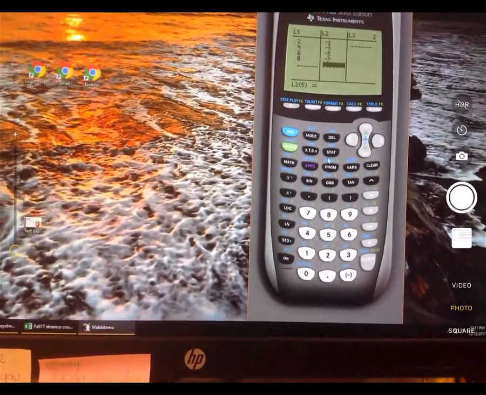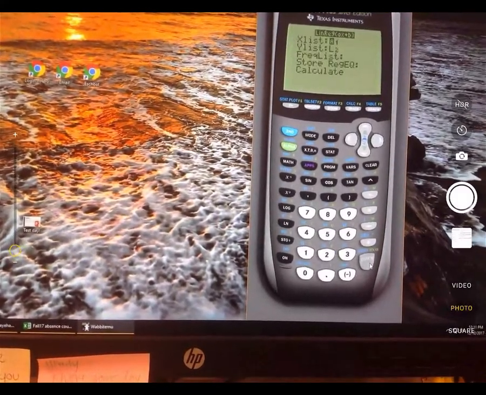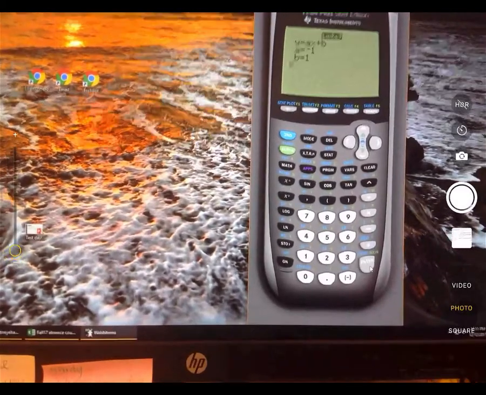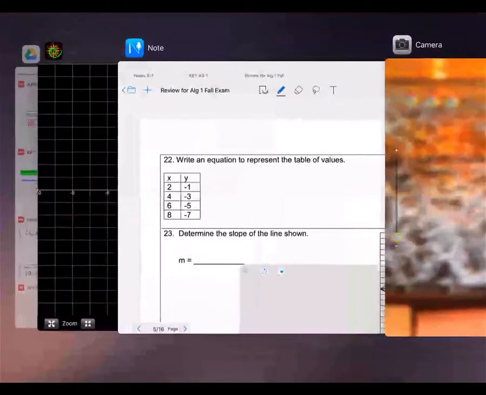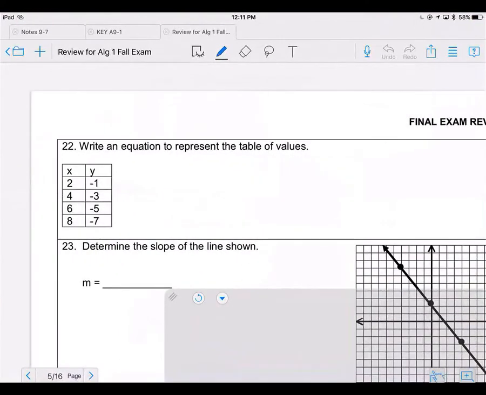From here, you click Stat Calc 4, enter, enter, enter, and you get -1 and +1. So my equation is -1x plus 1, so A goes with x, B follows after.